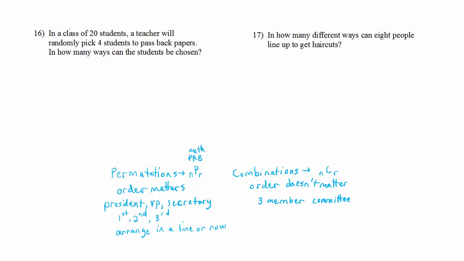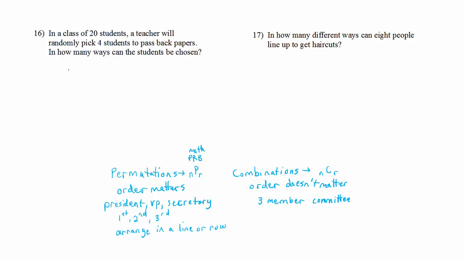Okay, so in a class of 20 students, a teacher will randomly pick 4 students to pass back papers, and how many ways can the students be chosen? Well, the question is, does it matter if you're picked first or if you're picked last to pass out these papers? Or does it just matter that you got picked in general? It may matter to you personally, self-esteem wise, but in actuality, it doesn't matter which of the 4 students you were picked as. It just matters that you were picked because now you have to get up and move around and try to remember everybody's name so that you can pass back the papers.